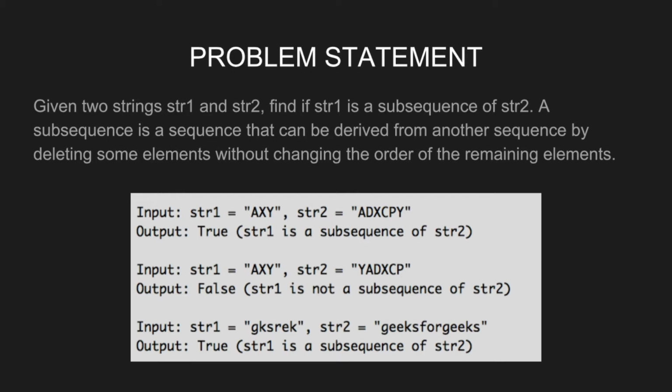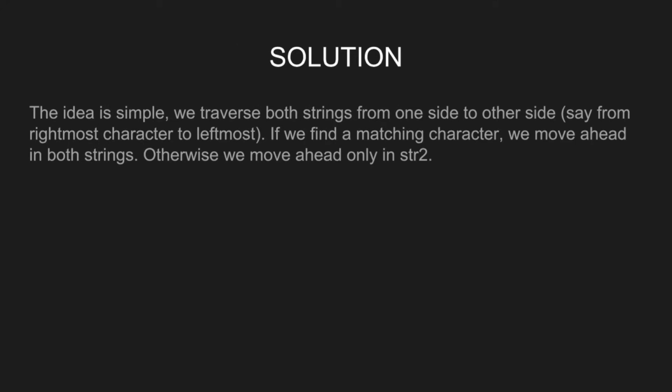The idea is simple. We traverse both strings from one side to the other side, say from the rightmost character to leftmost. If we find a matching character, we move ahead in both the strings, otherwise we move ahead only in string 2.